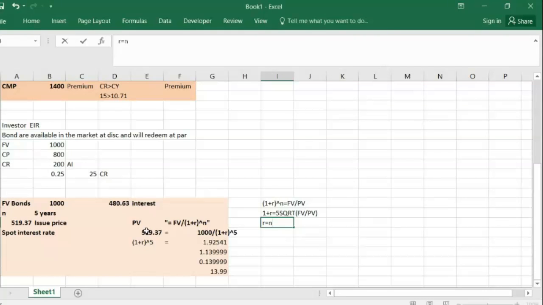So in the previous problem we have 5 years. That is the reason I have taken the fifth square root. Otherwise, it is the nth square root of face value divided by present value, minus 1. So simply, if you are able to understand, it is not an issue. Otherwise, if you are not able to understand, you can take this particular formula for the calculation of the spot interest rate.